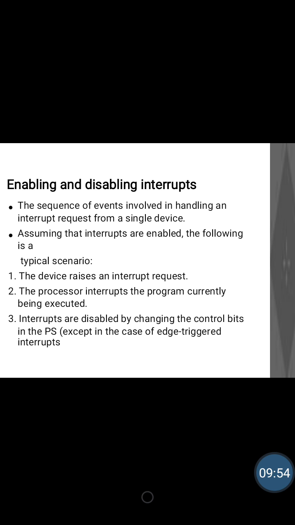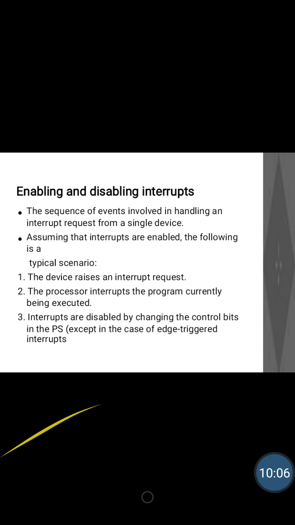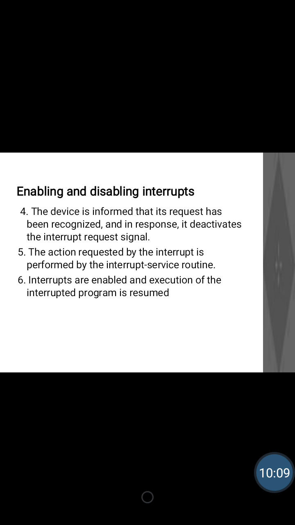So that no nested interrupts come from the same device, or else the other devices are not allowed to send an interrupt request, by disabling. Because one is already interrupted. Now after disabling, the device is informed that its request has been recognized, and in response it deactivates the interrupt request signal. An acknowledgement signal will be sent to the interrupted device, and upon getting an acknowledgement, the device which has sent the interrupt will deactivate the interrupt request signal.